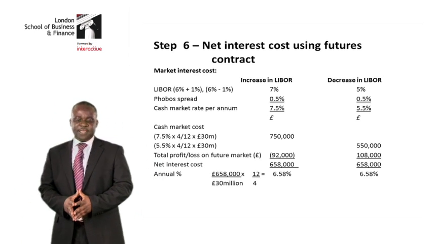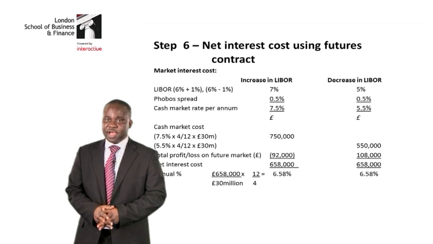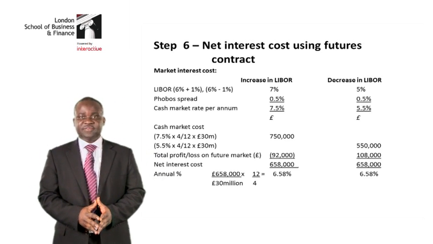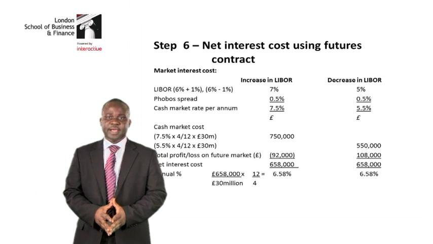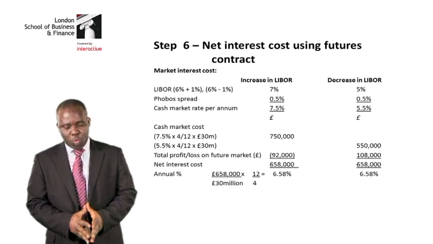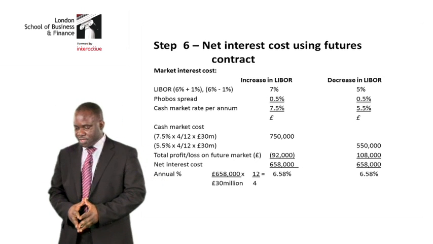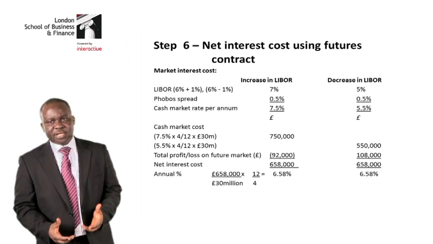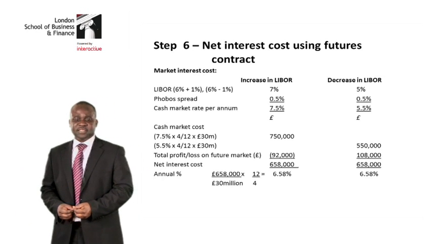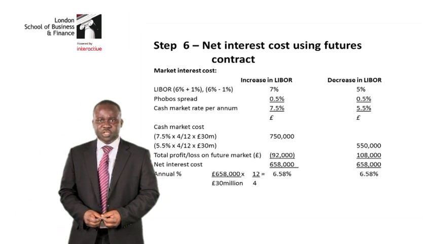So effectively, your interest rate that you would have to pay will be the 658 divided by the 30 million multiplied by 12 over 4. And that gives a 6.58% effectively. So this is how you can use the futures market as a way of hedging your interest rate.